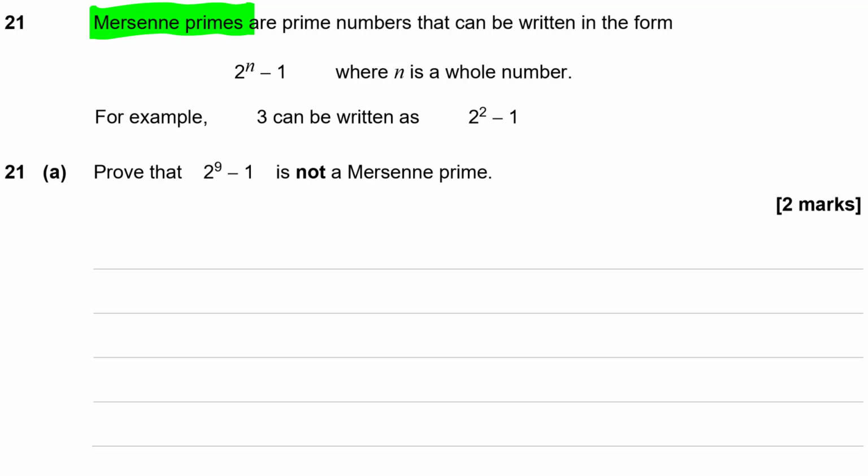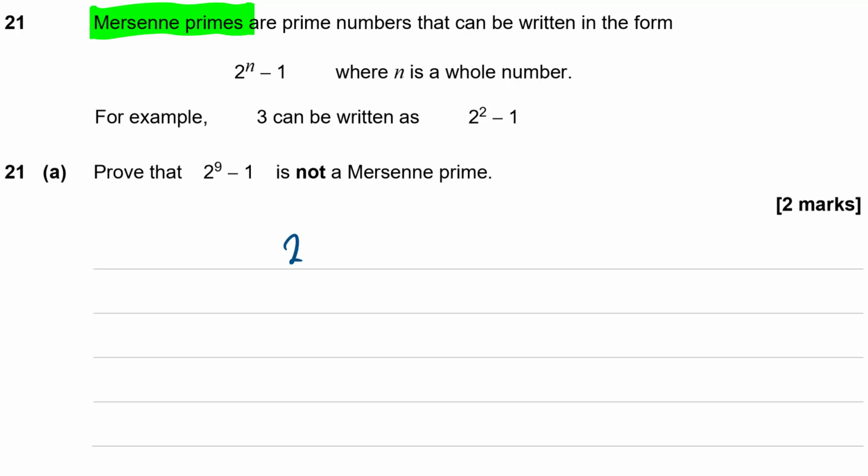So 3 can be written as 2 squared minus 1, so 3 is a Mersenne prime. So we need to prove that 2 to the power 9 minus 1 is not a prime. Well, what is 2 to the power 9 minus 1? 2 to the power 9 is what? 2, 4, 8, 16, 32, 64, 128, 256, 512.